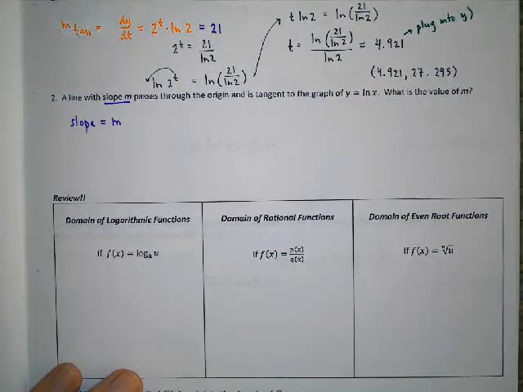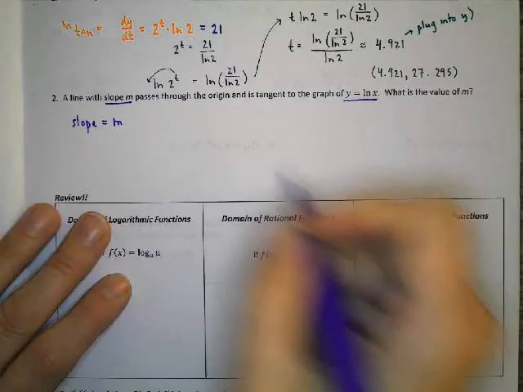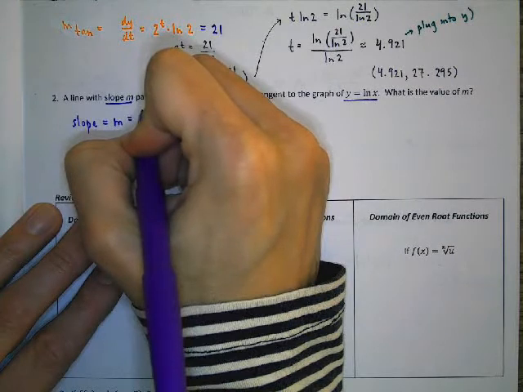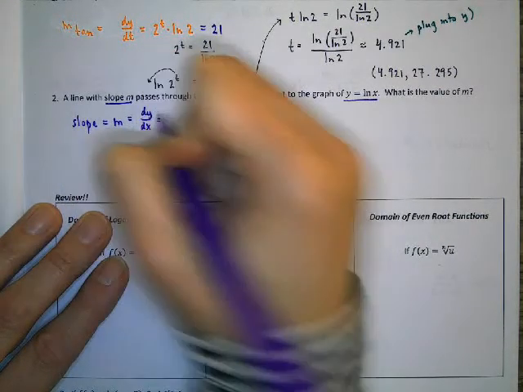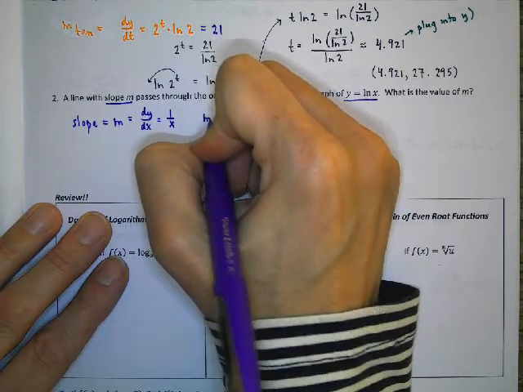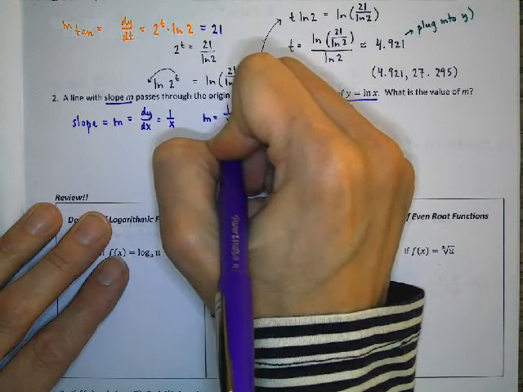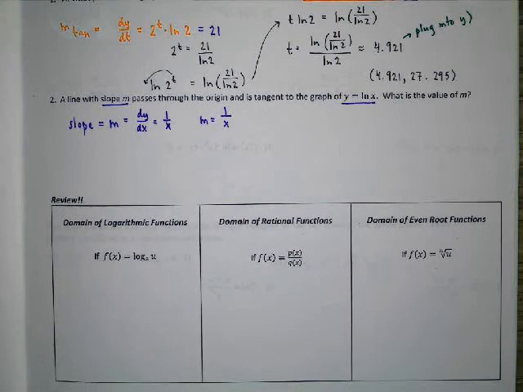But I also know it's tangent to the graph of y equals natural log of x. So that slope has to be equal to the derivative of y with respect to x, which I know is 1 over x. So I know that m is equal to 1 over x. I don't know its value yet, but at least I have some relationship to work with.